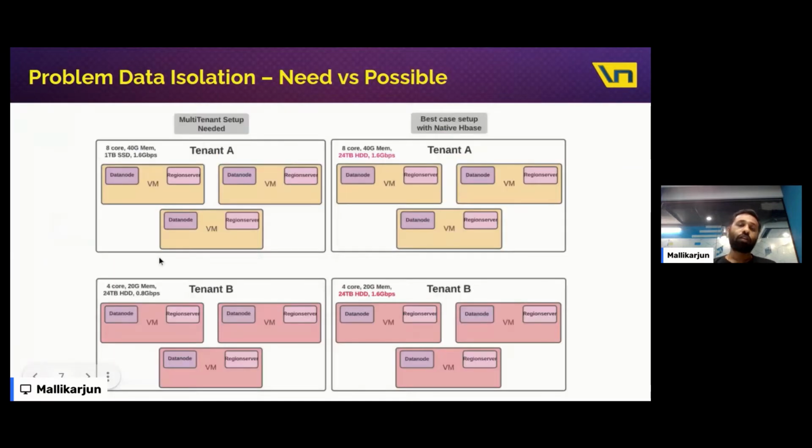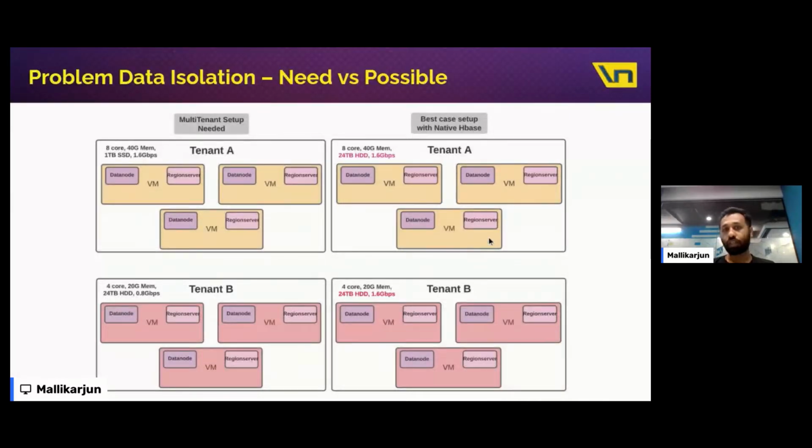So if you look at what HBase provides and what is possible, what we want is each tenant having their own set of requirements, their own workload, and their own hardware requirements, right? Tenant A wants to run on 8 core, 40 gig RAM, and SSDs of 1 TB. And tenant B wants to run on 24 TB of HDDs, right? Maybe tenant B has a lot of disk requirements, and tenant A has very small, but wants higher throughput.